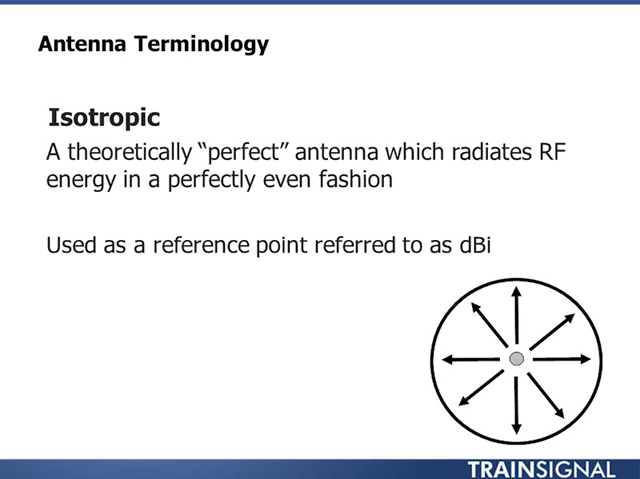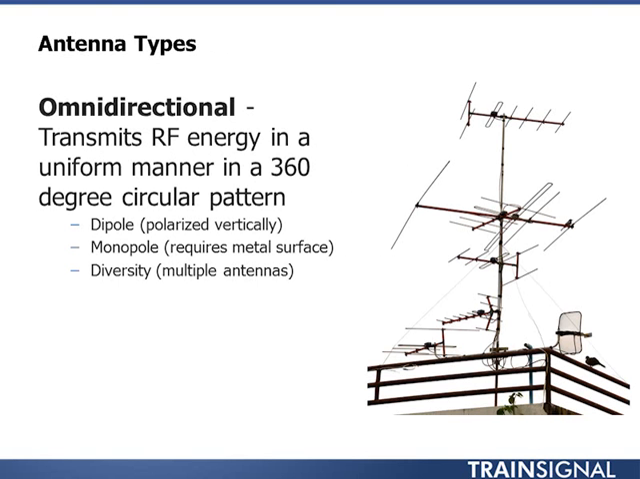And so when we talk about forming patterns and focusing energy in different directions, we talk about it in reference to the isotropic antenna. And that's why normally when we look at antenna specifications and we talk about antenna gain, the antenna gain is represented in dBi, i.e. decibel gain relative to an isotropic antenna.